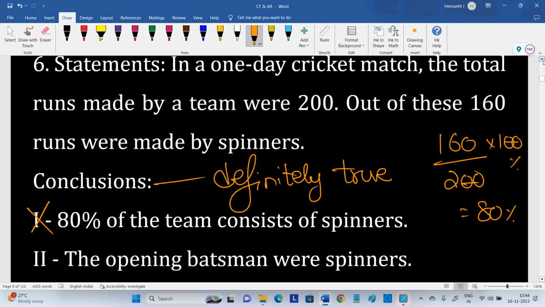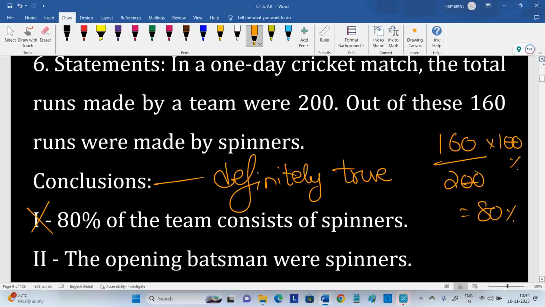80% of the runs scored by spinners does not mean that 80% of the team are spinners. Out of 10 people, let's say 8 are spinners in the team, they are saying. We cannot take that. Maybe, maybe not. Let's say the top 2 openers are spinners only. They scored 80%. It doesn't mean that 80% of the team is spinners. Try to understand that. Saying 80% of the runs were scored by spinners would be correct. The first conclusion would be correct if they mentioned that. But what they gave is that the team has 80% spinners, which is wrong.